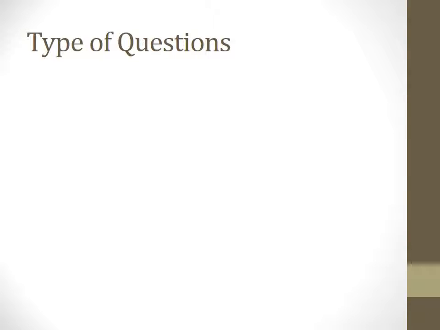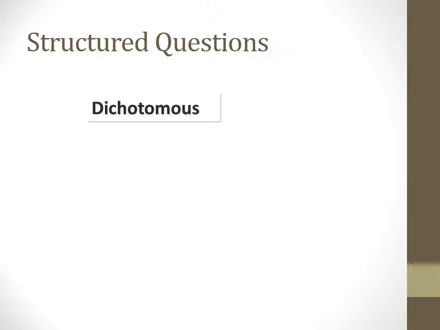Now, there are many different types of questions. We have what are called unstructured questions and structured questions. Structured questions are questions which have finite answers and the options are provided in advance. So these could be dichotomous, yes or no type of questions. So here are two examples. Gender is a common example. Agreement is a common example.